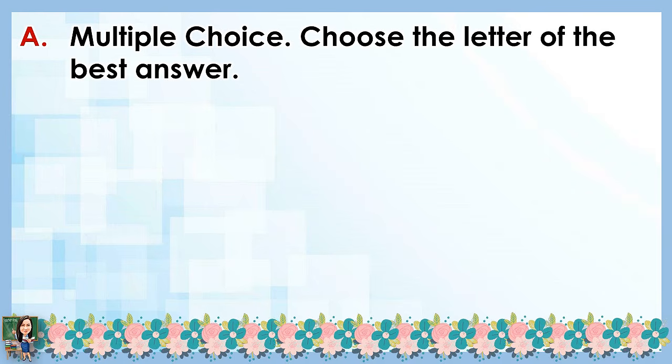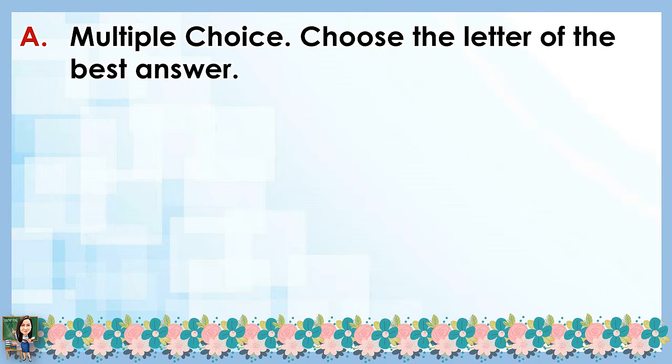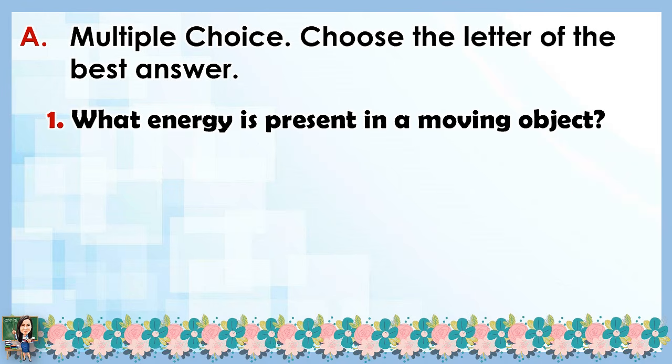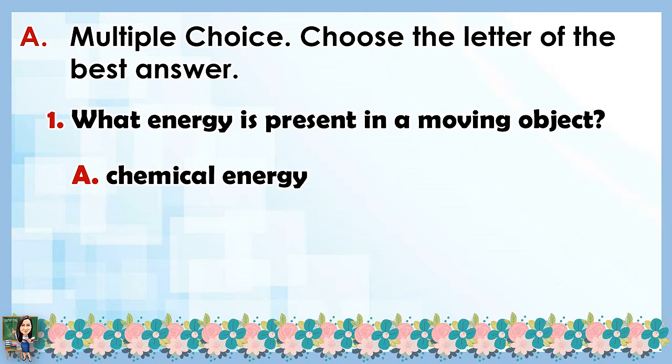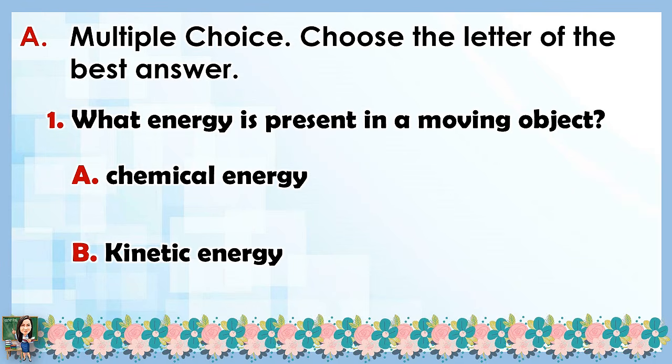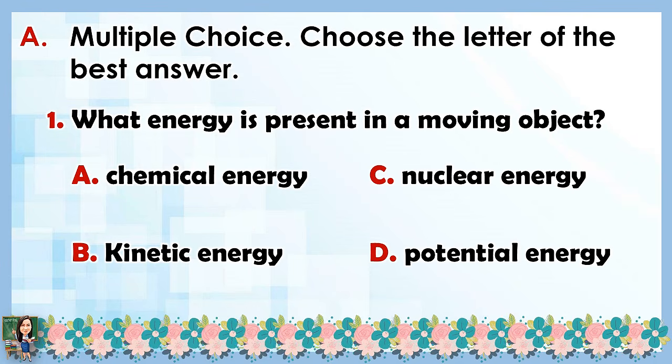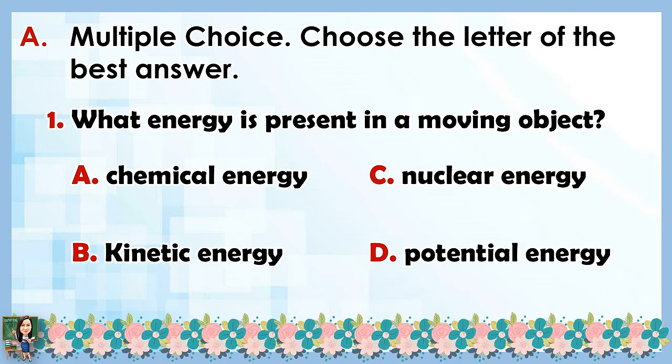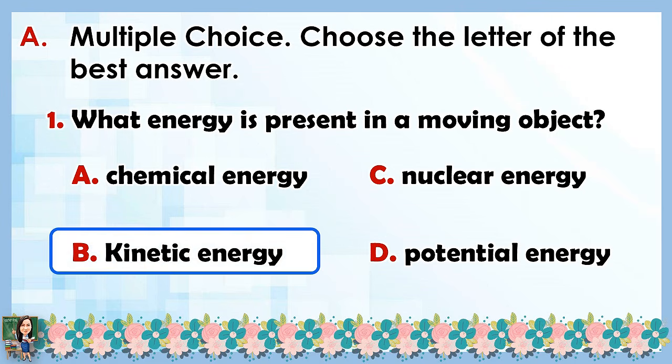And for the last activity, letter A, multiple choice. Choose the letter of the best answer. Number 1. What energy is present in a moving object? A. Chemical energy. B. Kinetic energy. C. Nuclear energy. D. Potential energy. What is the correct answer? Very good. The correct answer is letter B. Kinetic energy.